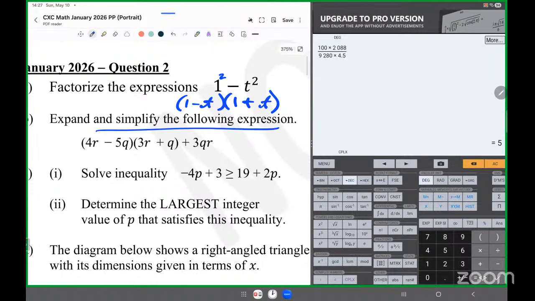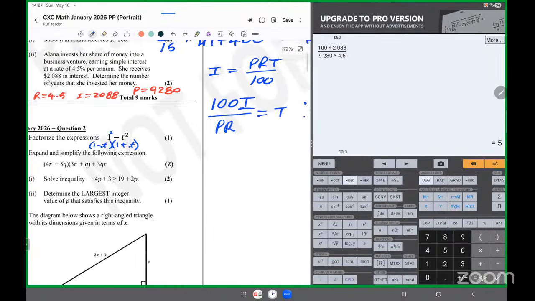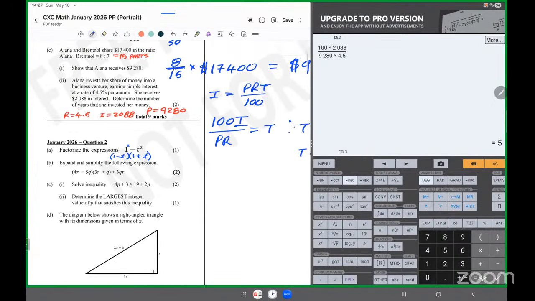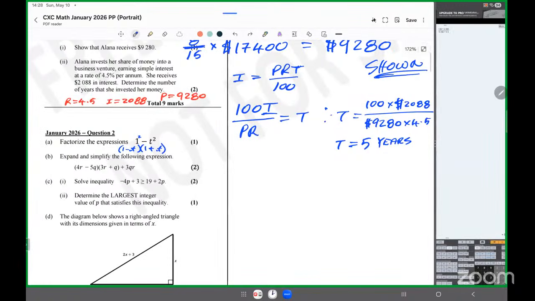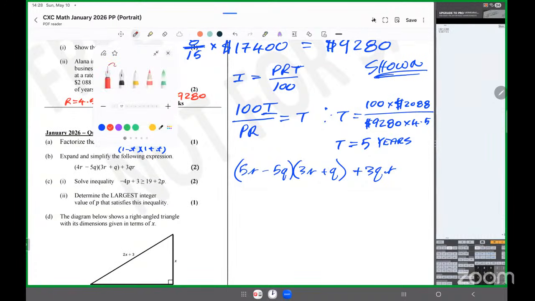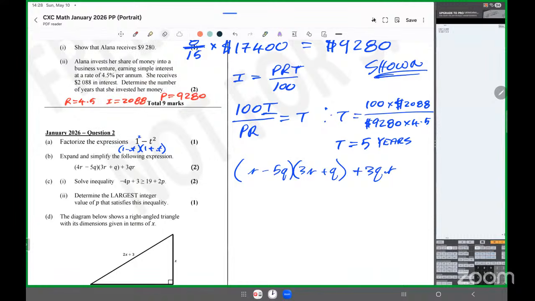Then we have this thing now. They want us to expand and simplify this expression. Expand and simplify that expression. All right, let me write it out. So we have 5r minus 5q times 3r plus q plus 3qr. Oh, the first one is 4r.